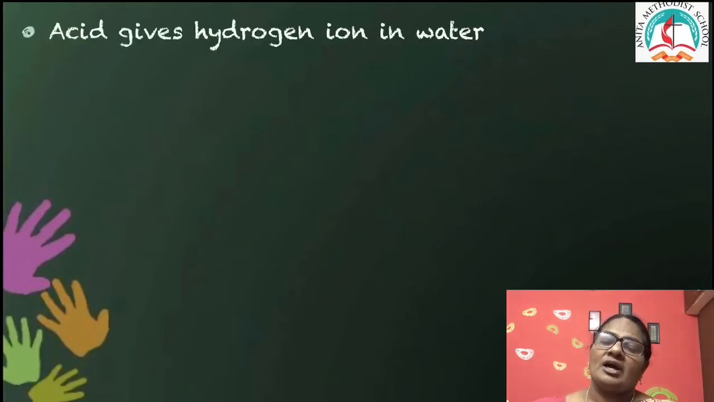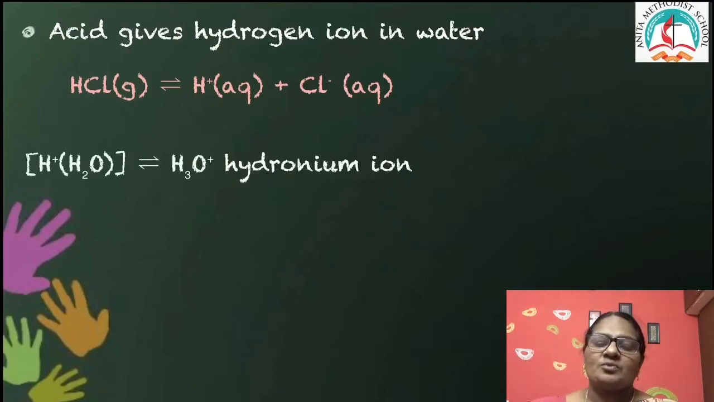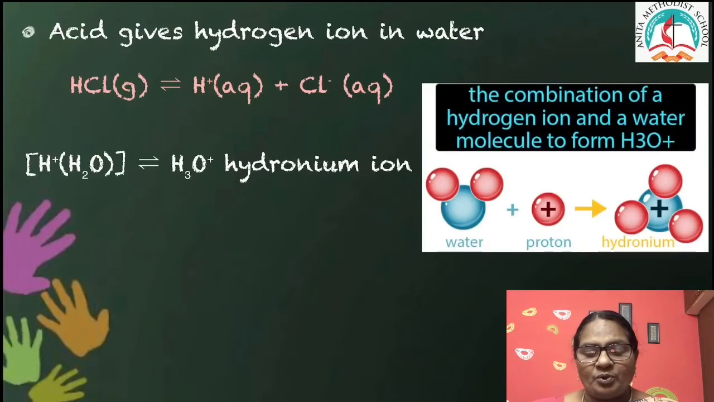So according to Arrhenius, he defined an acid as a substance that gives hydrogen ions in water. So I take hydrogen chloride gas, when I dissolve it in water, it gives H+ ions, or we also call it a proton, and Cl- ions. We said Arrhenius defined the behavior of acid only in the presence of water. So this water takes up the proton given by the acid and forms what is called a hydronium ion. So protonated water, water which contains a proton, is called a hydronium ion.